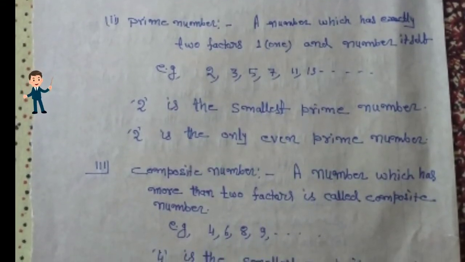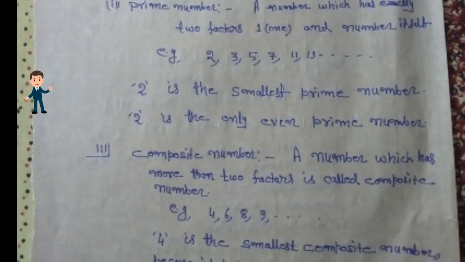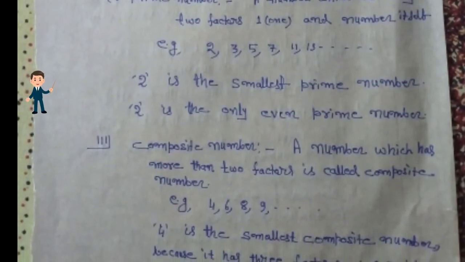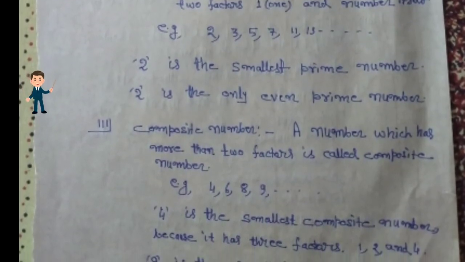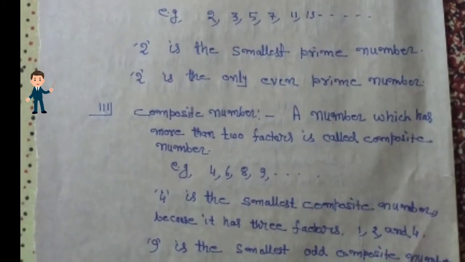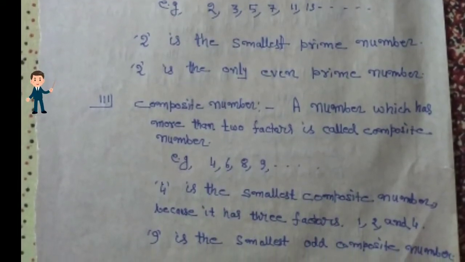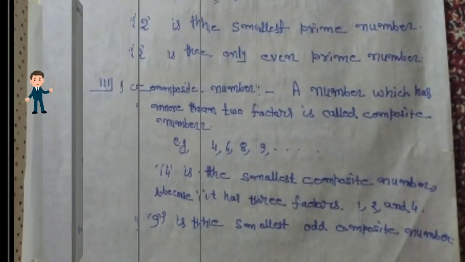Now come to composite number. A number which has more than two factors is called a composite number. Example: 4, 6, 8, 9. 4 is the smallest composite number because it has three factors: 1, 2 and 4. 9 is the smallest odd composite number.